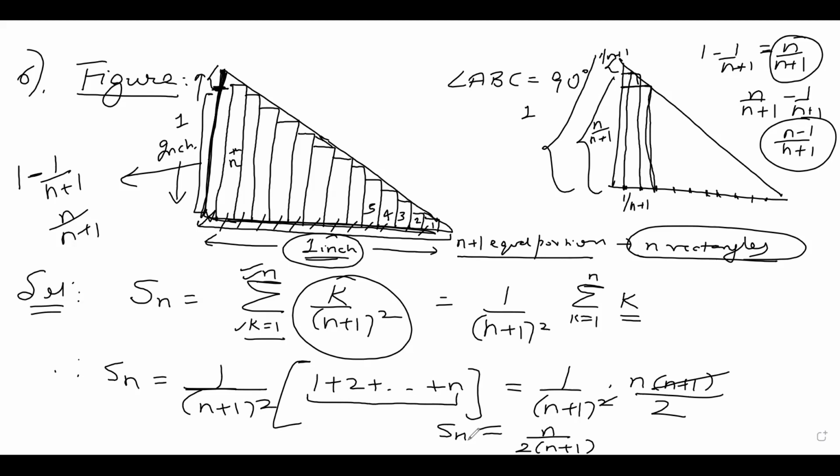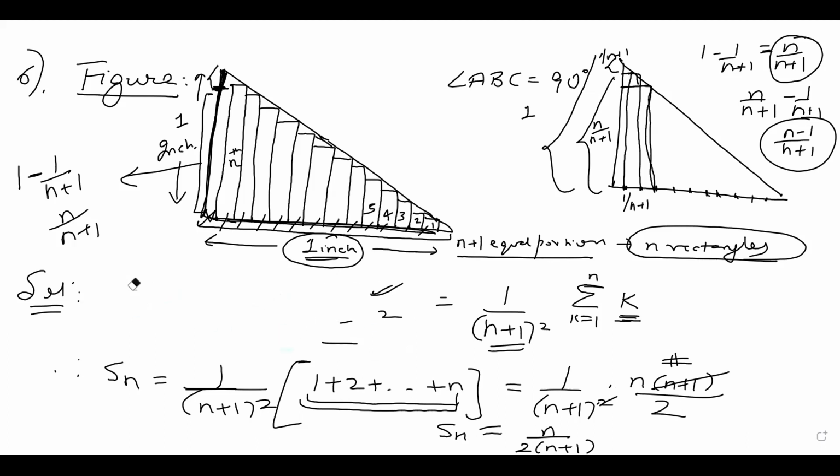I'm again revising how we got Sn. Sn is nothing but the sum of all the n rectangles. So it's the summation as k goes from 1 to n of k upon (n plus 1) squared. (n plus 1) squared is a constant. It comes out of the summation. Inside we are left with k. You are adding k as it goes from 1 to n, so 1 plus 2 plus up to n. The sum is n into (n plus 1) by 2, the sum of the first n natural numbers. (n plus 1) cancels with the power in the denominator. We get n upon 2 times (n plus 1). Now our job is to calculate its limiting value as n tends to infinity.